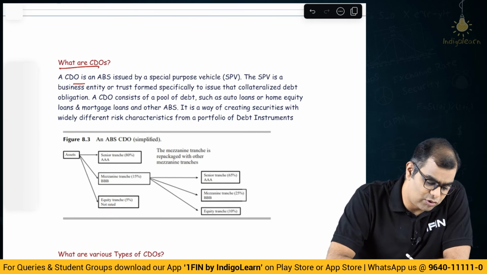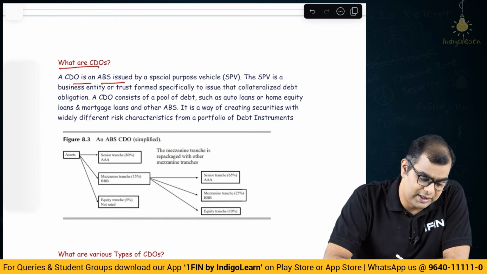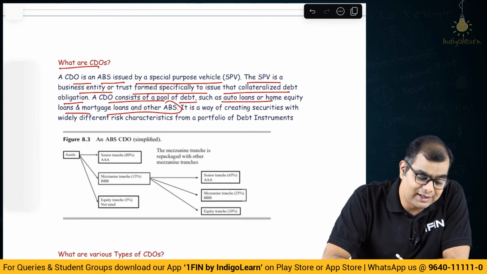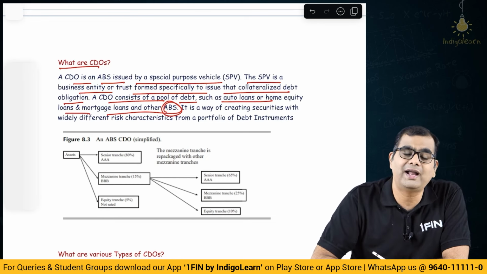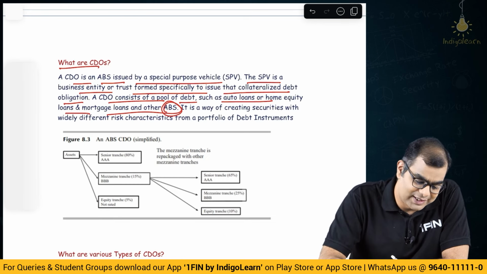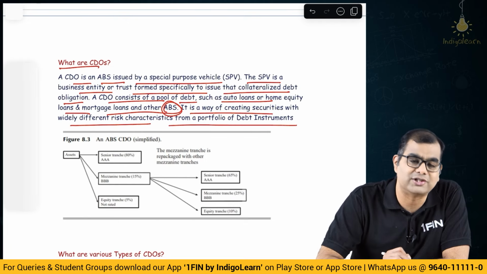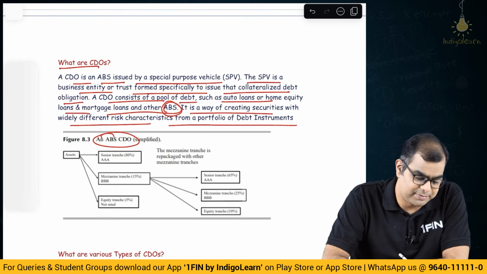Let us see. A CDO is an ABS, issued by a special purpose vehicle. The SPV is a business entity or trust formed specifically to issue that collateralized debt obligation. A CDO consists of a pool of debt such as auto loans, home loans, mortgage loans and other ABS. It is a way of creating securities with widely different risk characteristics from a portfolio of debt instruments. A CDO, which is basically an ABS CDO.